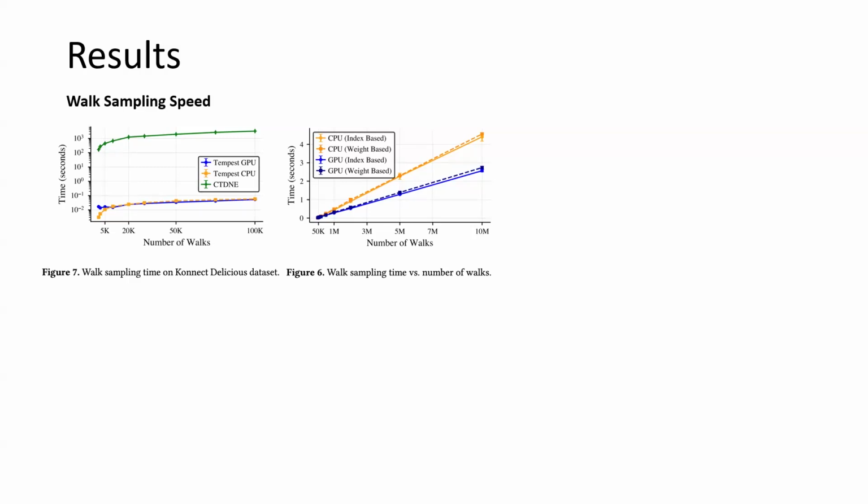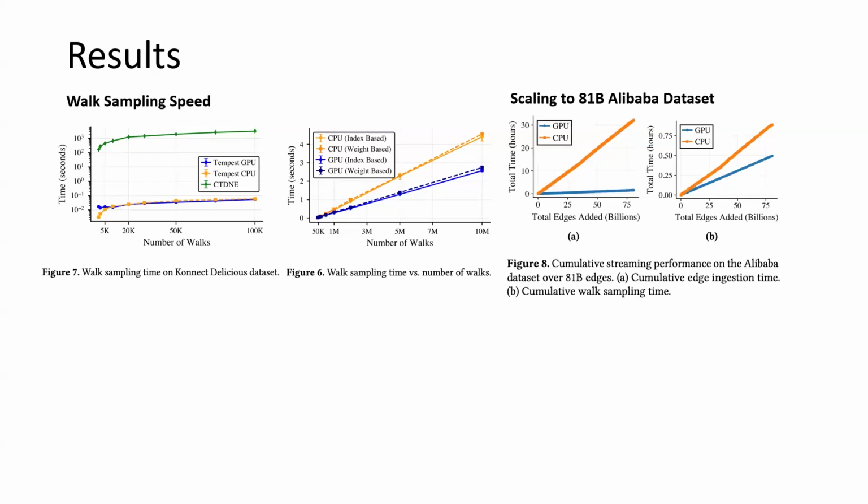With the Python baseline, we could at most generate 100,000 walks, and after that, it never finished. While with Tempest, we could generate 10 million walks in less than 3 seconds. It's very large data generation in a very short amount of time. With that, we could scale to an 81 billion data set that is 10 terabytes in memory, on disk. And our GPU implementation could process the full stream in two hours, basically.